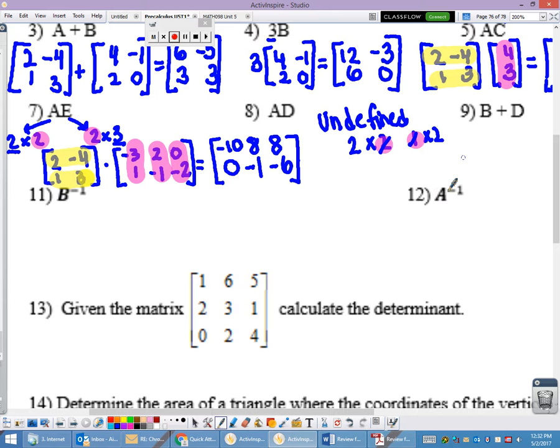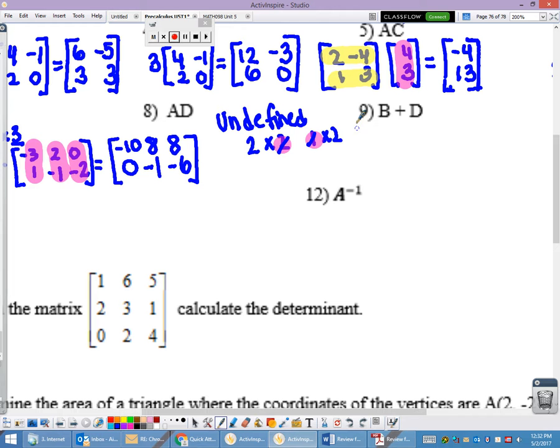Okay? B plus D, again, this is undefined. And that is because matrix B is a 2 by 2 and matrix D is a 1 by 2, and because they are not the same exact dimensions, I cannot add them. Okay, so that is not possible.